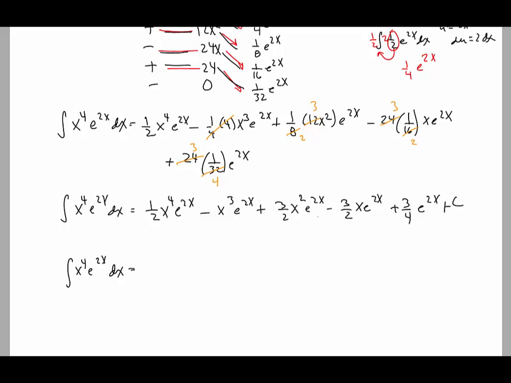So common denominator would be 4. So this would be 2 over 4. This would be 4 over 4. This would be 6 over 4. And this would be a minus 6 over 4 as well.